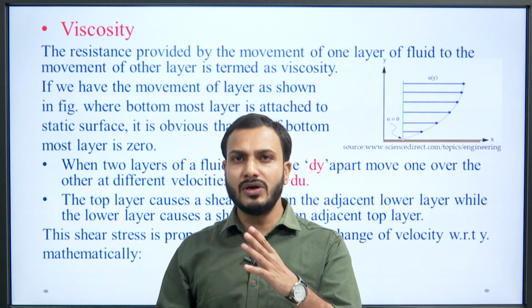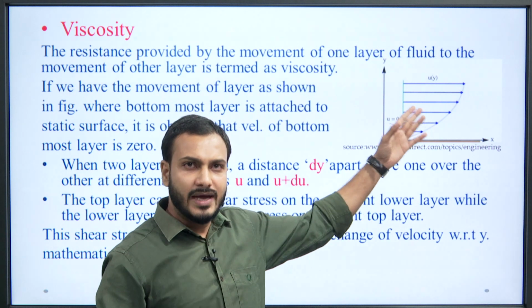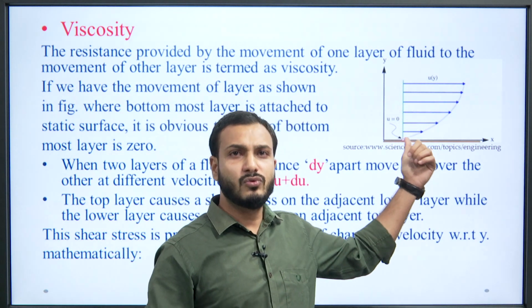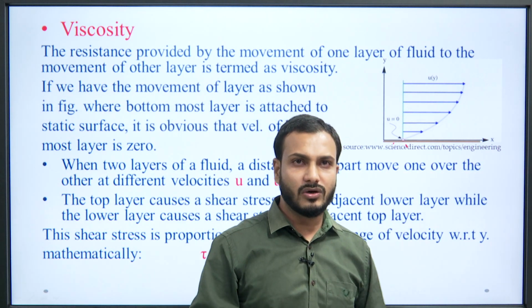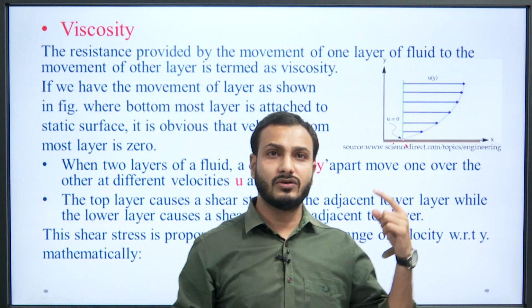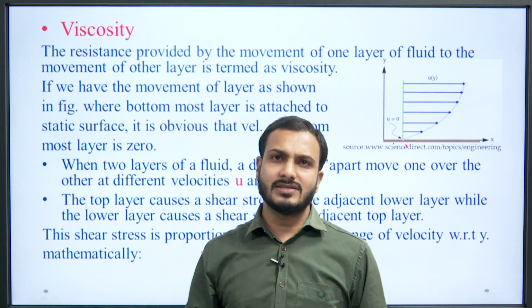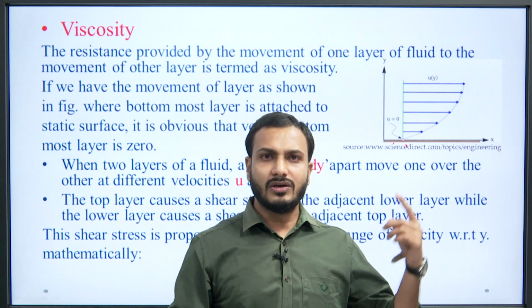If we have the movement of layers as shown in the figure, the bottommost layer has velocity 0 and the topmost layer has some velocity. Obviously, we can say the velocity at the bottommost layer is 0.